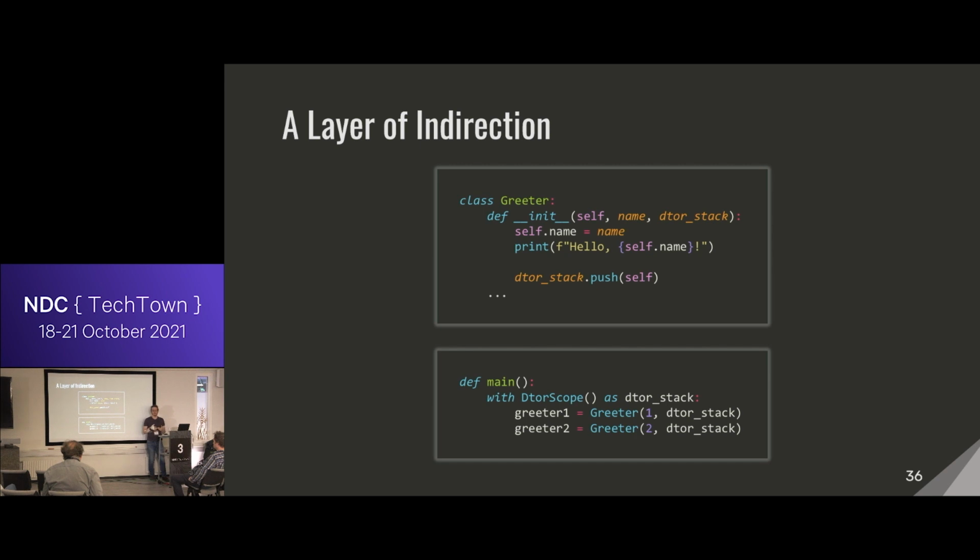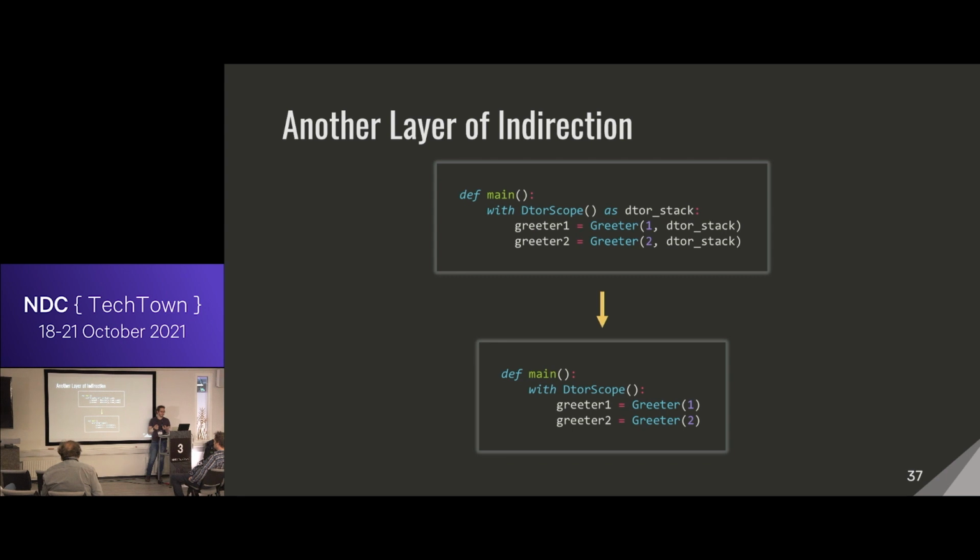First things first, if we don't want to push the greeter explicitly, and you don't want to forget to push the greeter, then we just make sure that when we initialize the greeter, it needs to get the destructor scope. If it does not get that, we cannot create the object. So move the pushing into the constructor and change the code a bit. So now it's a bit less code, but we still need to name the destructor scope. And I don't really like that. I want to hide that name.